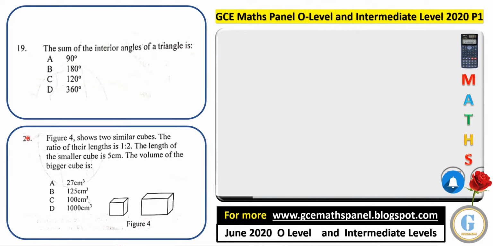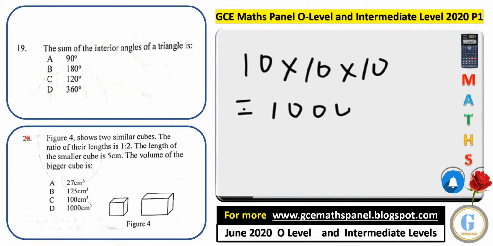We are given the figure 4, which shows two similar cubes. The ratio of their lengths is 1:2. The length of the smaller cube is 5 centimeters. And what will be the volume of the bigger cube? So they've given us the ratios. Small is to big, we have 1:2. So if the length of one side of the smaller one is 5 centimeters, then the bigger one should be times 2. So that gives us 10 centimeters. Therefore, the volume of that cube will be equal to 10 times 10 times 10. And that gives us 1000 cubic centimeters.